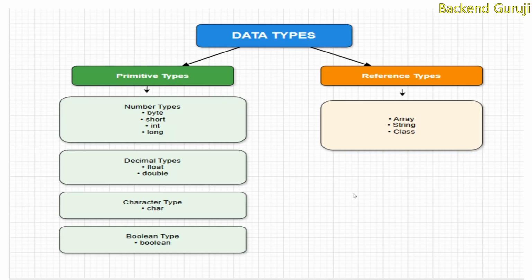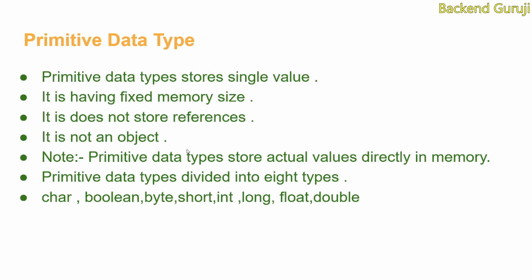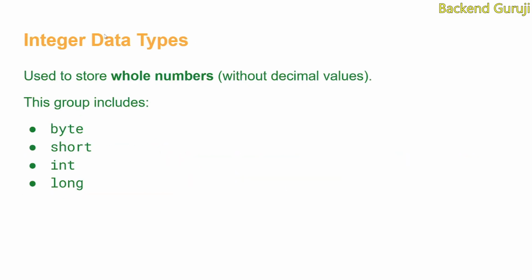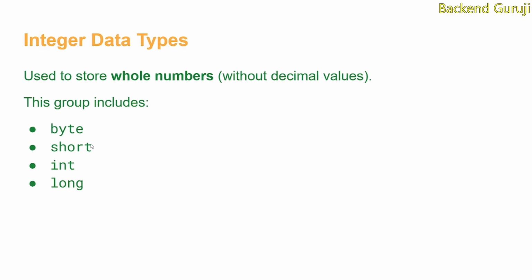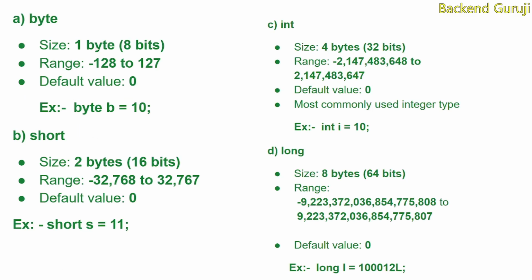Whatever we are discussing, we are representing here. After that you can see integer data types, which are used to store whole numbers without decimal values. If decimal values are involved, that will be our decimal type. So you can see byte, short, int, long. One byte is 8 bits and the range is minus 128 to 127. The default value of byte is 0, and as an example we can store 10 in a byte.